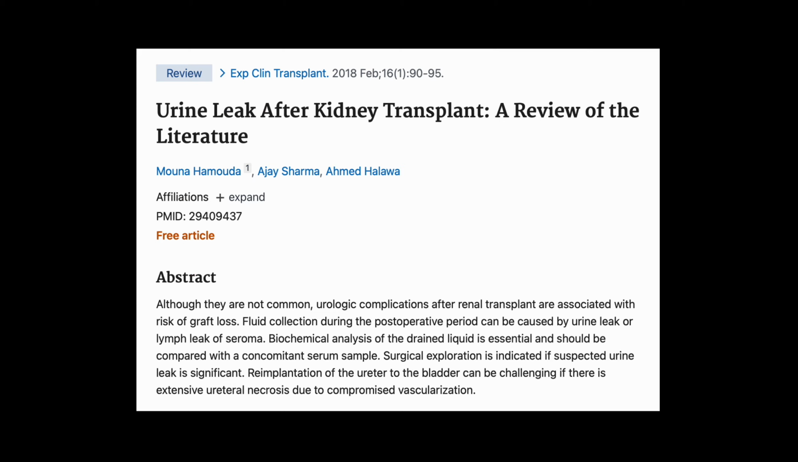Urine leaks are important complications post-transplant. They're rare. They're seen in the early post-operative period and generally are due to necrosis of the ureter at the site of transplantation into the urinary bladder. This is a good article that talks about that.